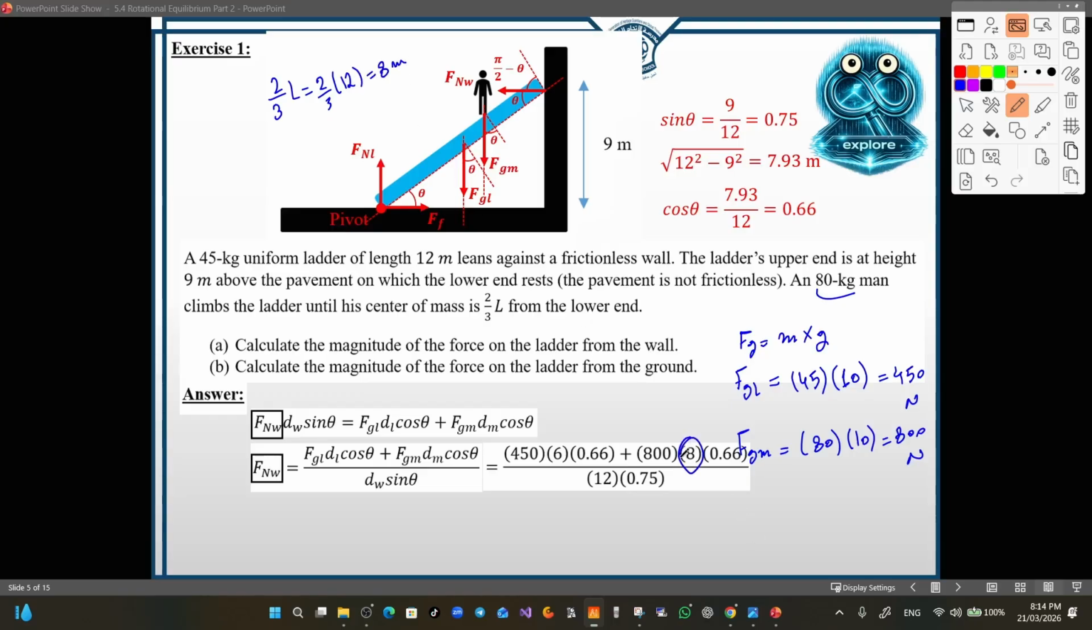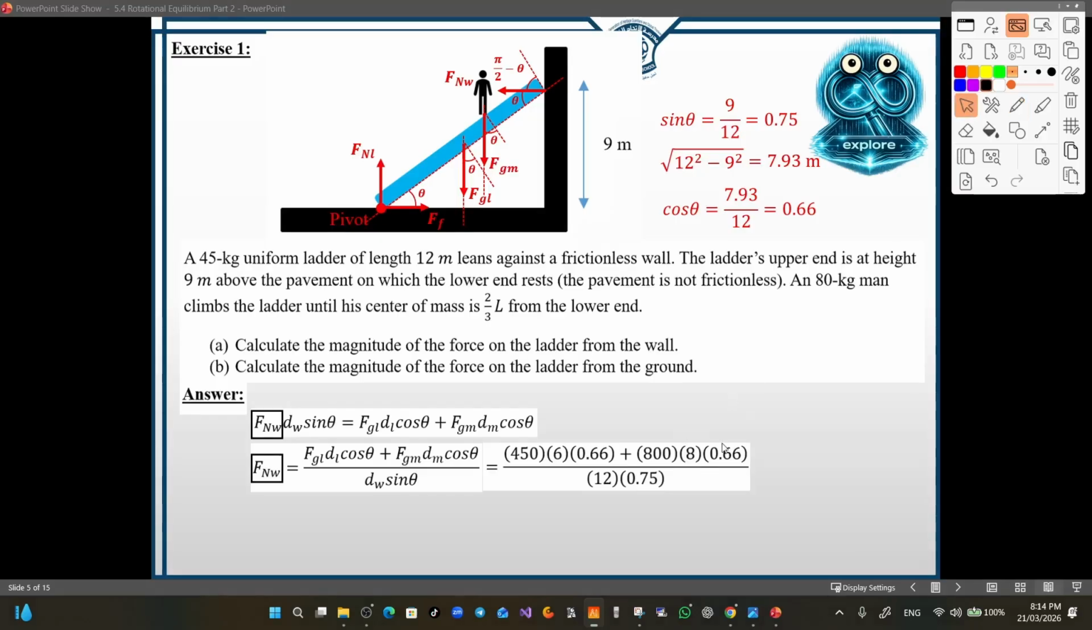And we use 8 meters here multiplied by the cosine of the angle, and the cosine of the angle is 0.66, over the distance W, which is associated with the total length of the ladder, and it's equal to 12, multiplied by the sine of the angle, and we found that the sine of the angle is 0.75. Now we plug this in the calculator and the answer is 667 Newton. This is the normal push, or the force exerted from the wall on the ladder.